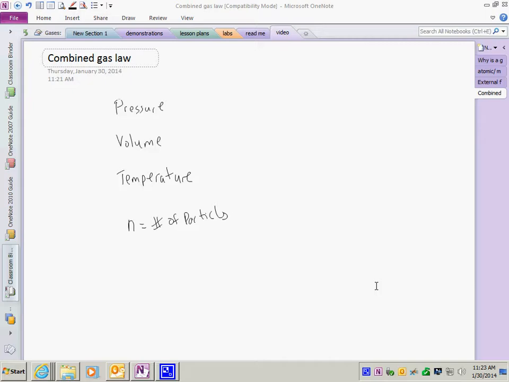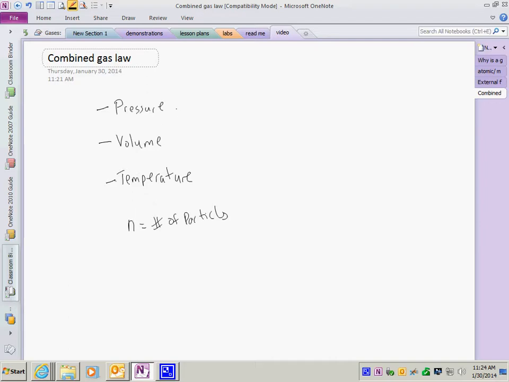So we should understand that gases are small particles that travel very fast. As we raise the temperature of these particles, they move faster, therefore putting more collisions on the inside of the container, either increasing its pressure or increasing its volume. So this video is what's called the combined gas law, and we want to look at the mathematical relationships between all of these variables, whether it be temperature, volume, or pressure.